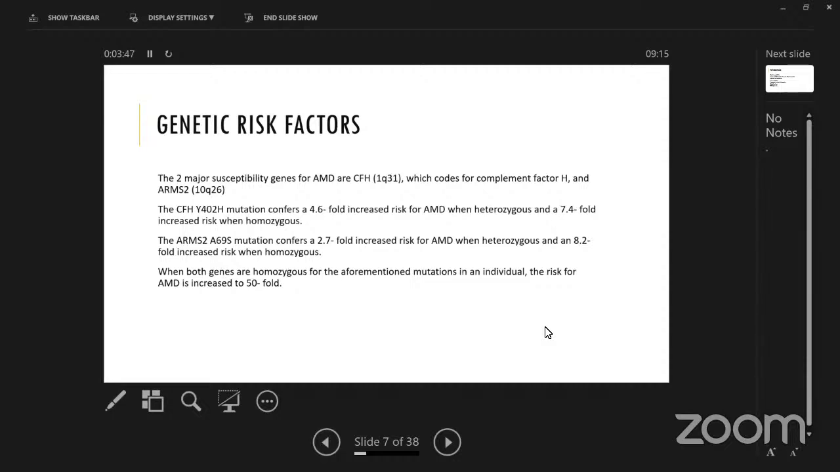Next, coming to the genetic risk factors, the two major susceptibility genes for AMD are CFH, which codes for complement factor H, and the ARMS2 gene. So the CFH mutation confers a 4.6-fold increased risk of AMD when heterozygous and a 7.4-fold increased risk when it is homozygous. The ARMS2 mutation confers a 2.7-fold increased risk for AMD when heterozygous and 8.2-fold if homozygous. If both the genes are present in a homozygous manner, the risk for AMD is increased to 50-fold. But there is no proven role for doing genetic analysis for earlier diagnosis of AMD.